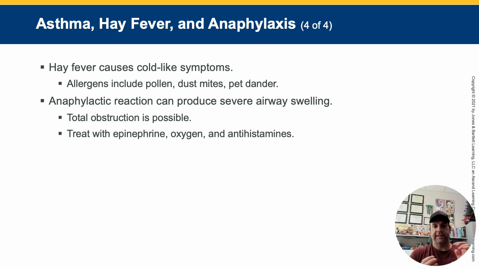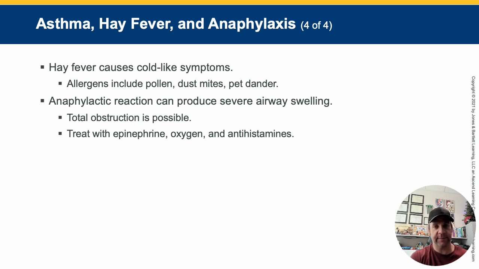So let's shift our attention away from hay fever and asthma and talk about anaphylaxis. Hay fever, or allergic rhinitis, is a common condition triggered by airborne allergens like pollen, dust mites, or pet dander. It causes cold-like symptoms: a runny nose, sneezing, congestion, and some sinus pressure. While it's not life-threatening by itself, people who suffer from it often have increased sensitivity to other allergens and may also have asthma or a history of anaphylaxis.